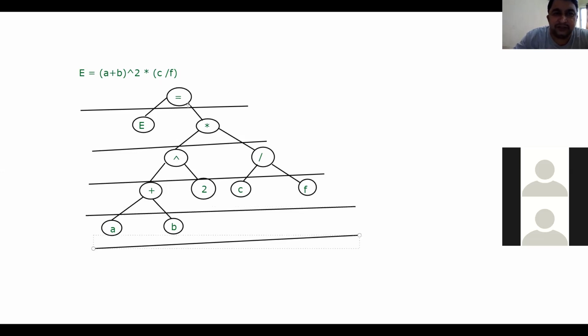So how many levels? 1, 2, 3, 4, 5 levels are there, right? So 2 to the power 5 minus 1. 2 to the power 5, 32 minus 1, 31. So 31 will be the maximum possible elements in this binary tree, right?